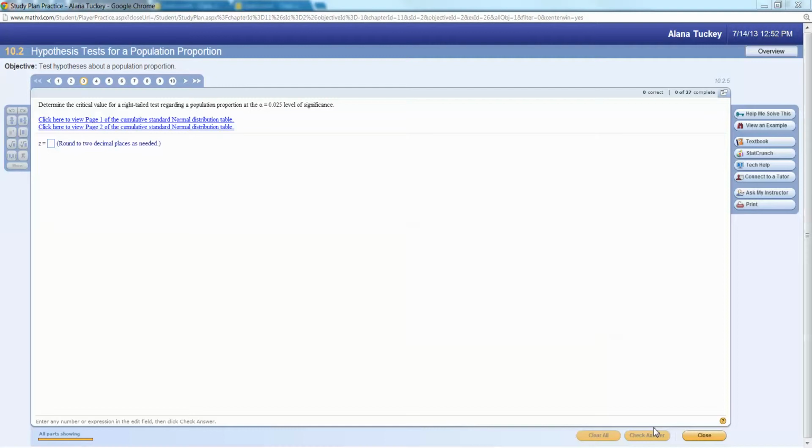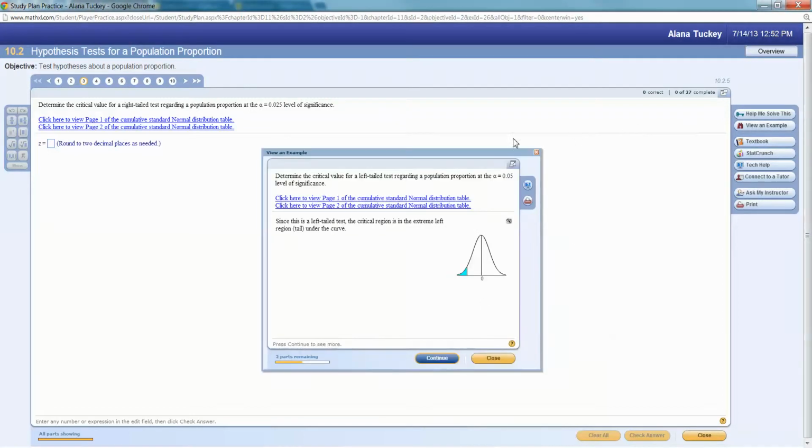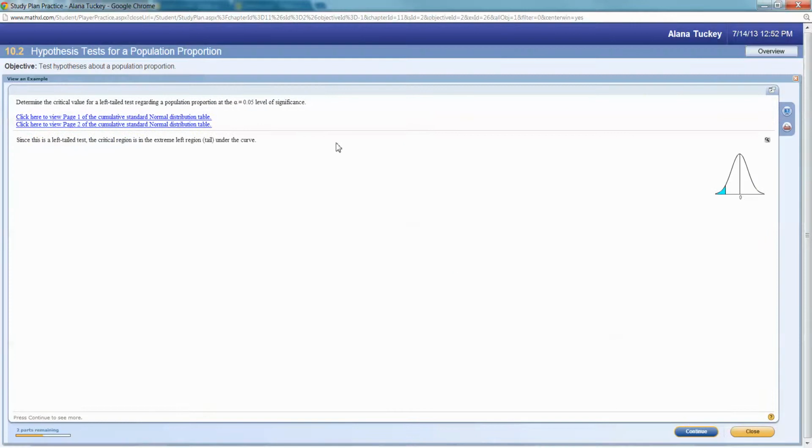So we're going to determine the critical value for a right-tailed test regarding a population proportion. Make that a left-tailed test because I'm going to do the example instead, at the alpha equals 0.05 level of significance. So this is going to be a left-tailed test that I'm going to do for this one. Obviously, it could be left-tailed, right-tailed, whatever they choose to do.